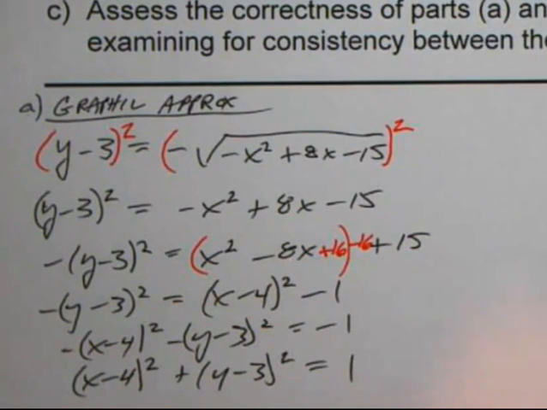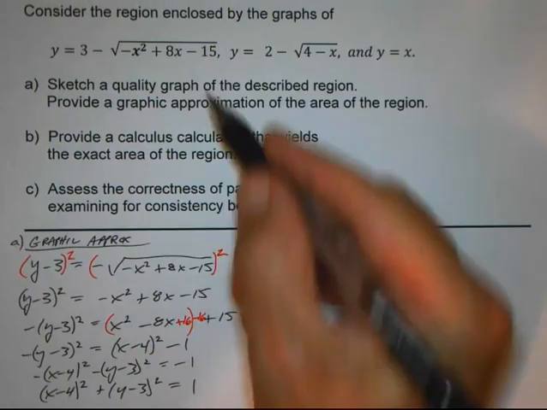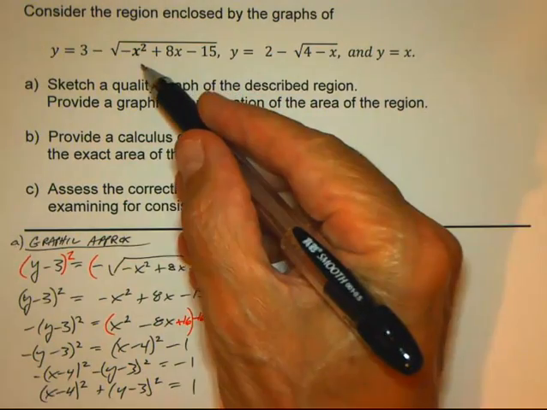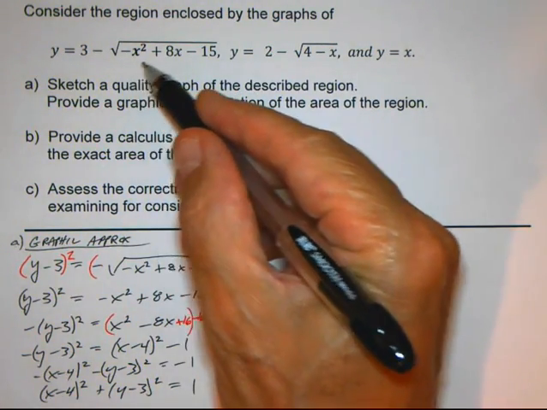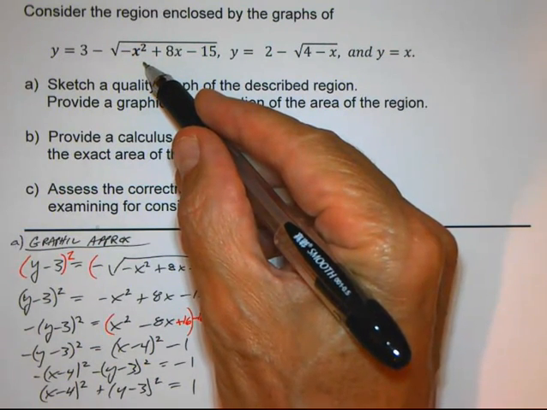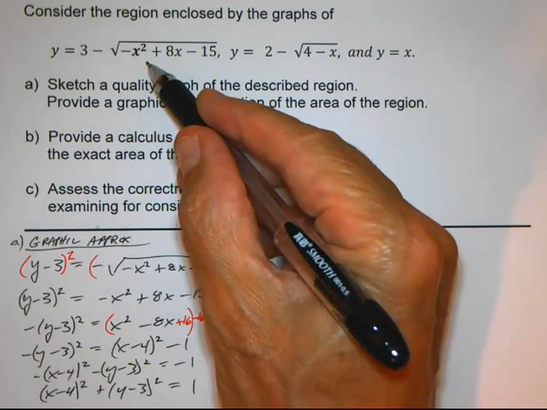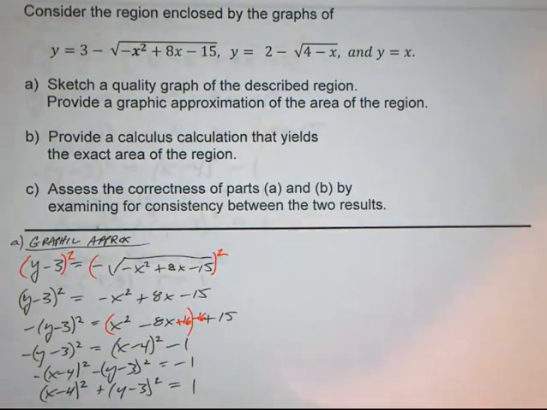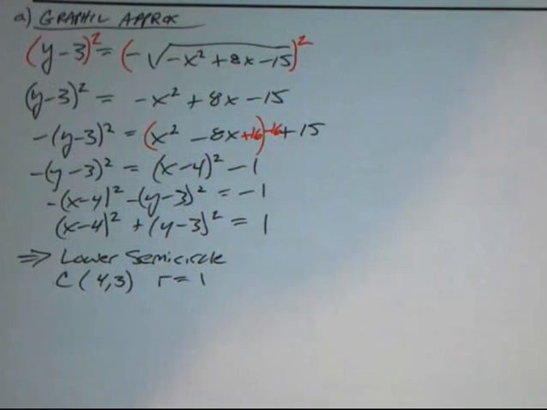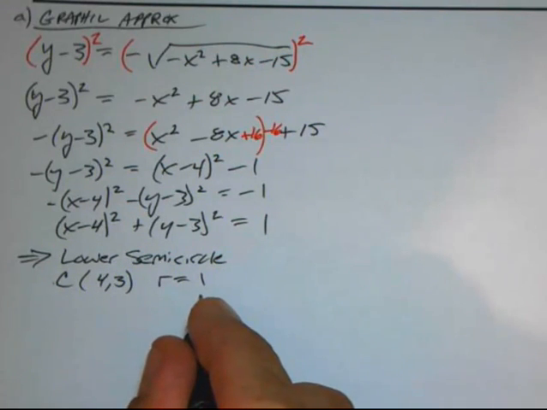Now that we're here, we see this would be a circle of radius 1, centered at (4, 3). Going back to where we started from, we know we actually want the lower semicircle, centered at (4, 3), whose radius is 1. I'll make a note of that. So initially this puts the activity of the graph in quadrant 1 so far.